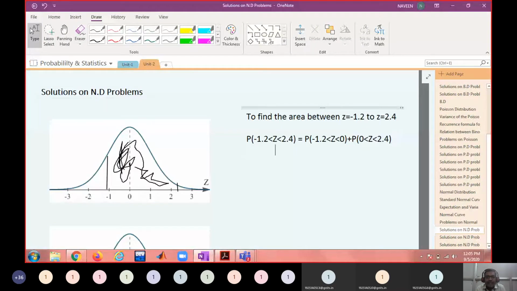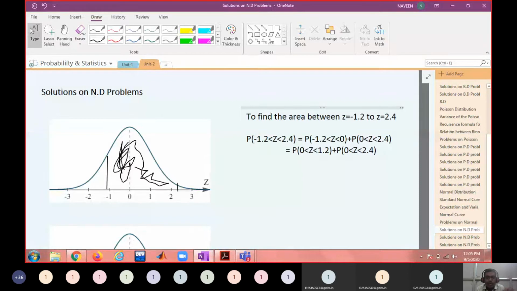Because of the symmetry, the area from minus 1.2 to 0 is the same as the area from 0 to 1.2. Because the distribution table is given only for positive values, any negative value can be converted into positive using the symmetry property. So this is the probability that 0 less than z less than 1.2, plus the probability that 0 less than z less than 2.4.